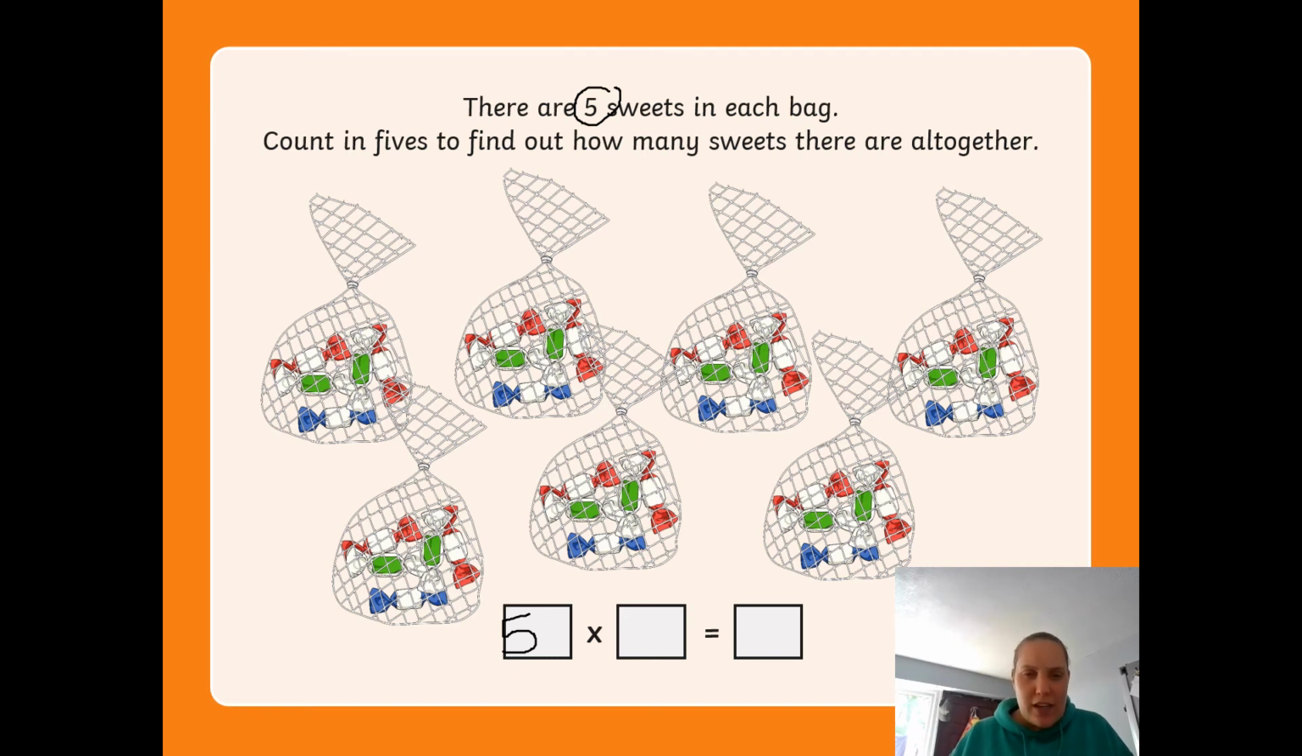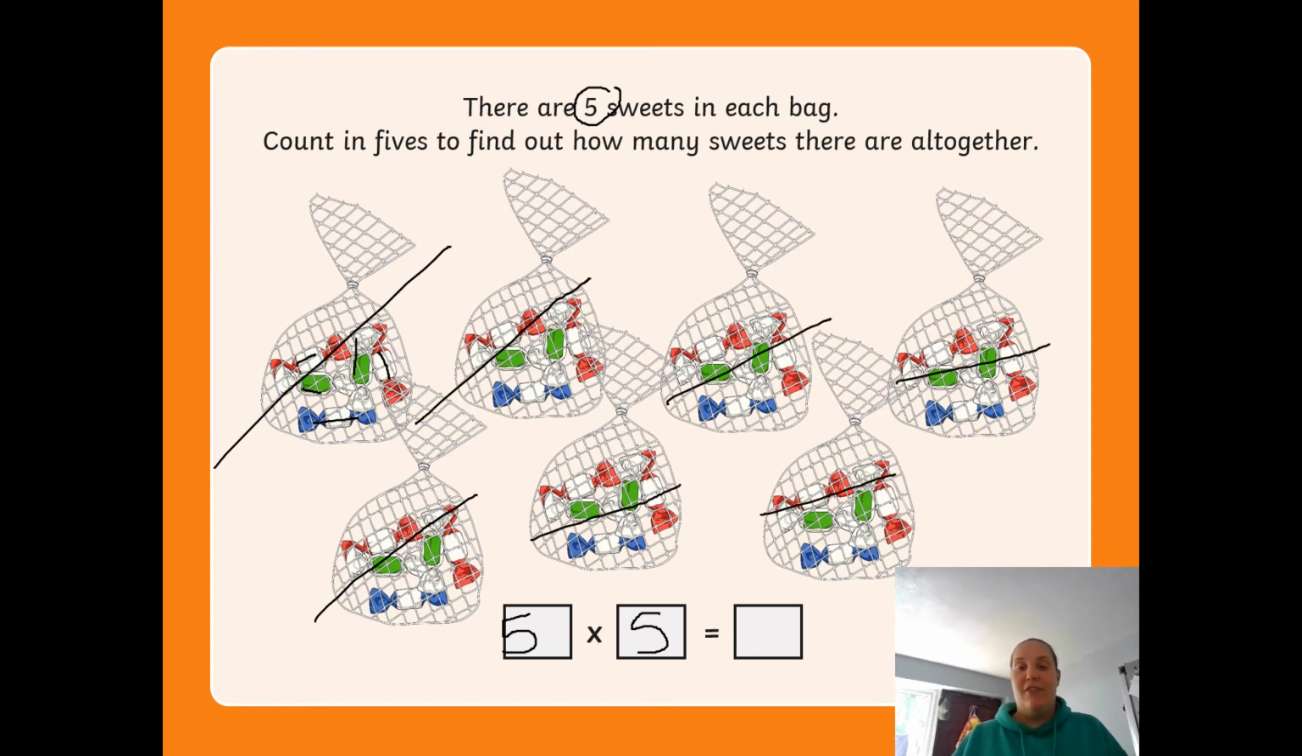Should we have a quick check? So we've got the red one, the green one, the blue one, the green one and the red one. So there are in fact 5 sweets in each bag. So let's count in 5s. Are we ready? 5, 10, 15, 20, 25, 30, 35.